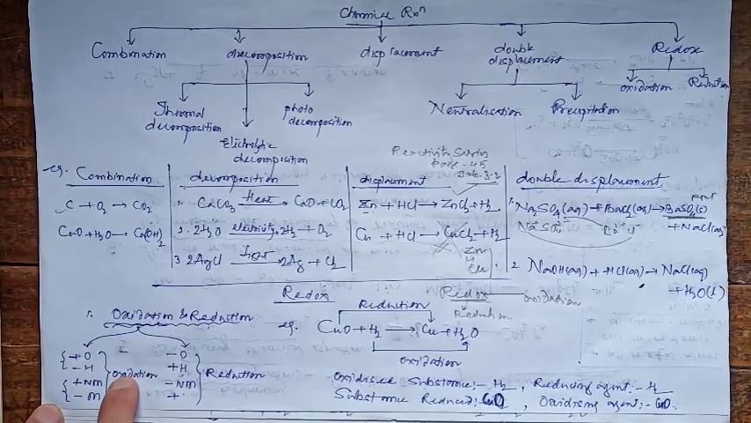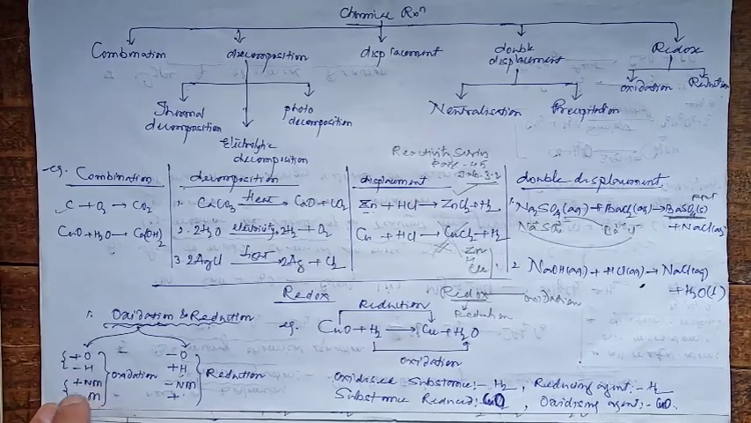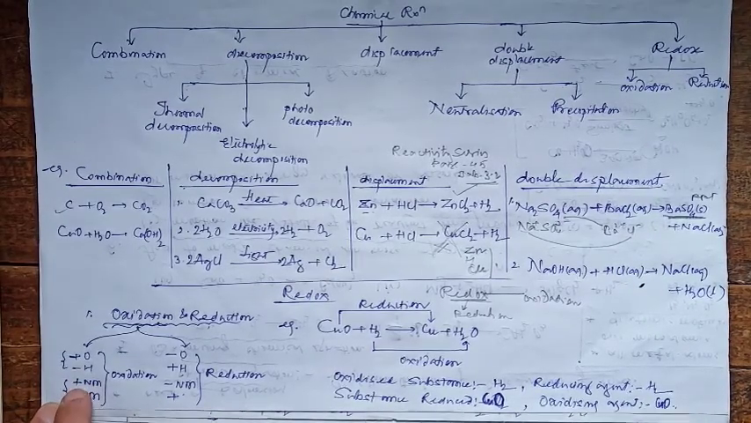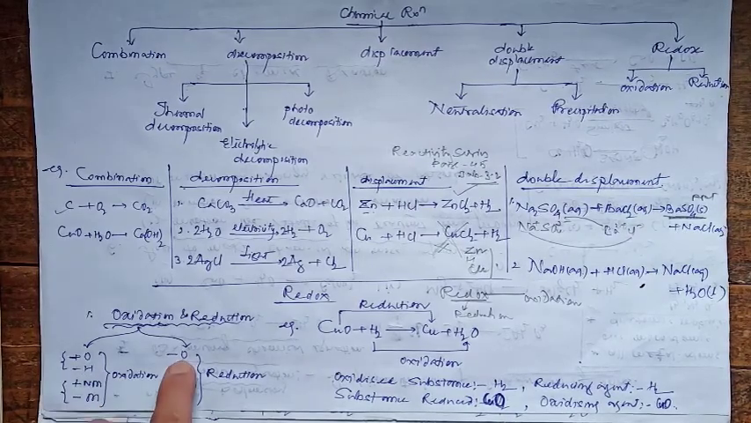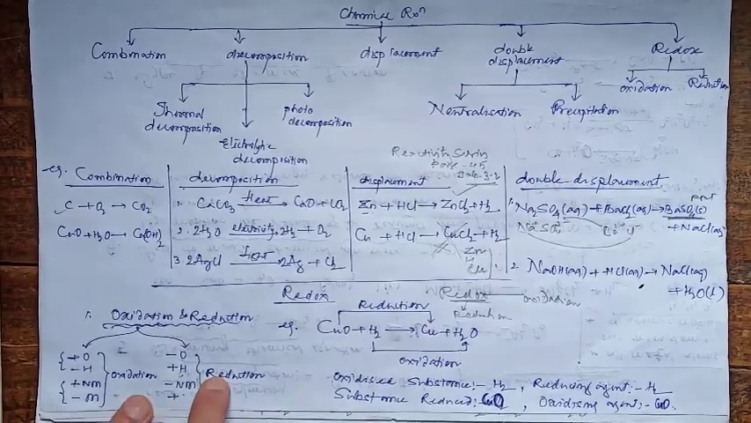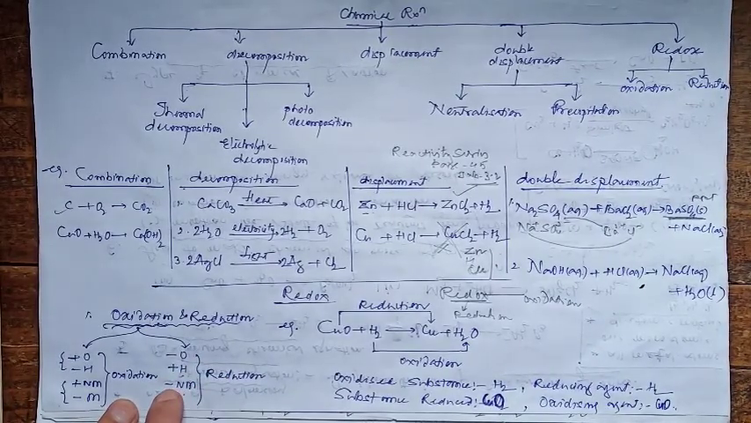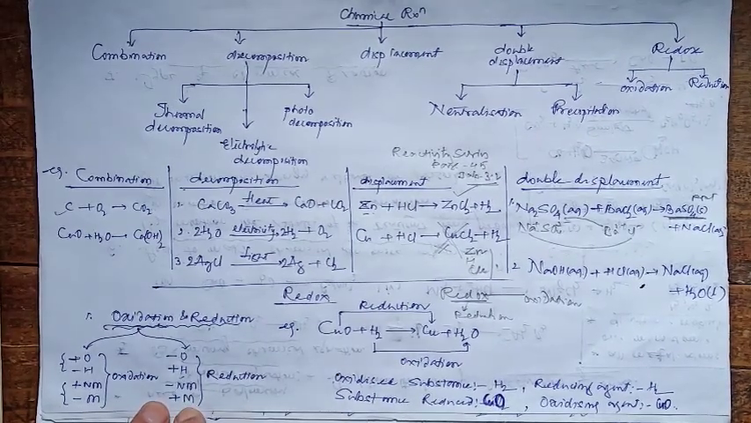That's one way of defining an oxidation reaction. Here NM stands for non-metal and M stands for metal. Addition of non-metal and removal of metal is called oxidation. Removal of oxygen and addition of hydrogen is a reduction. That's one way of defining reduction. Removal of non-metal and addition of metal, that's another way of defining reduction.